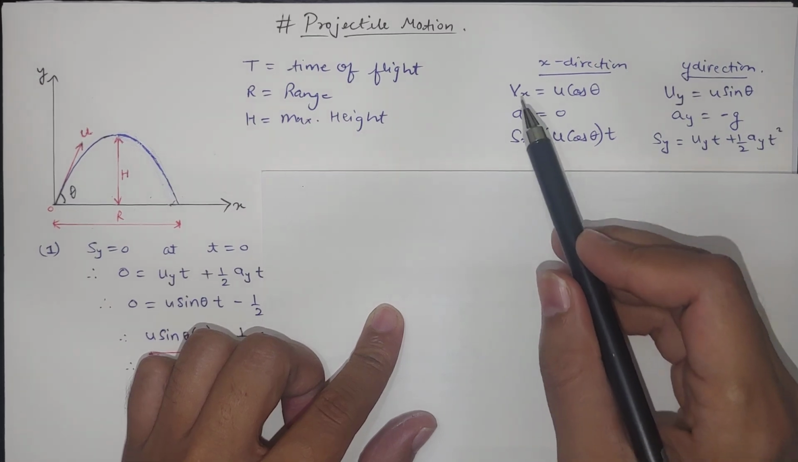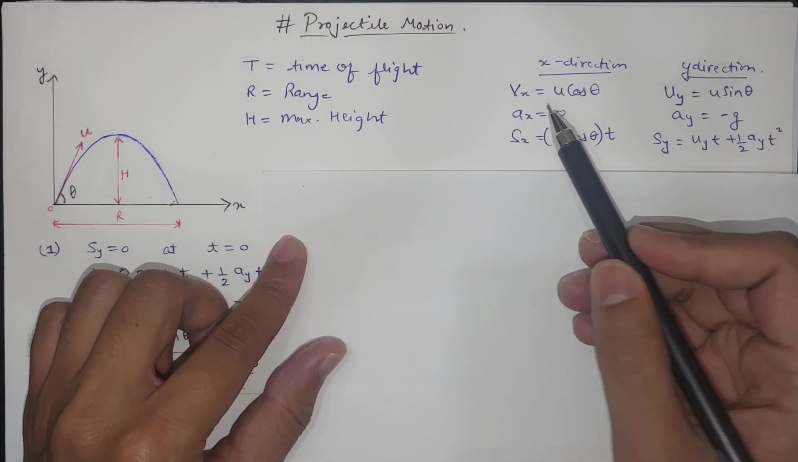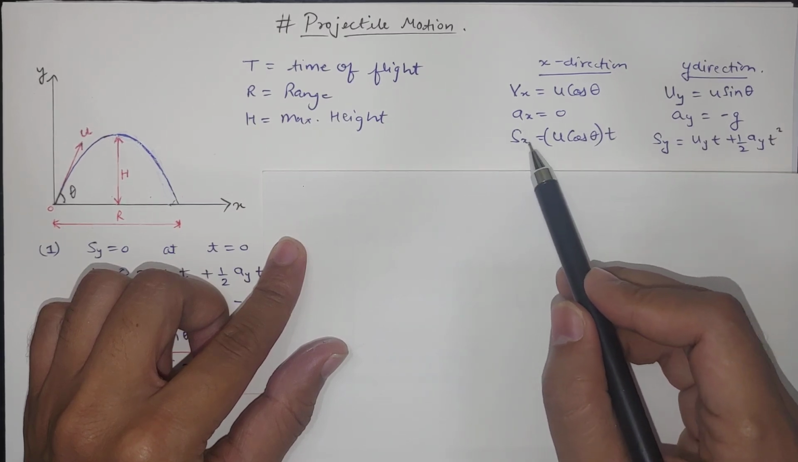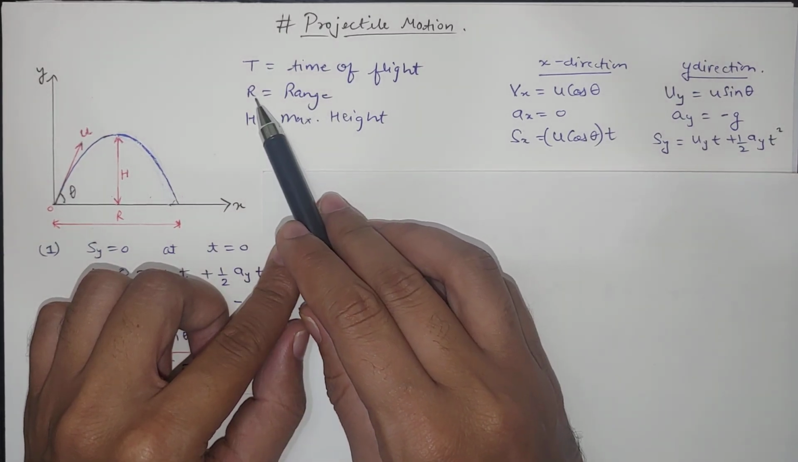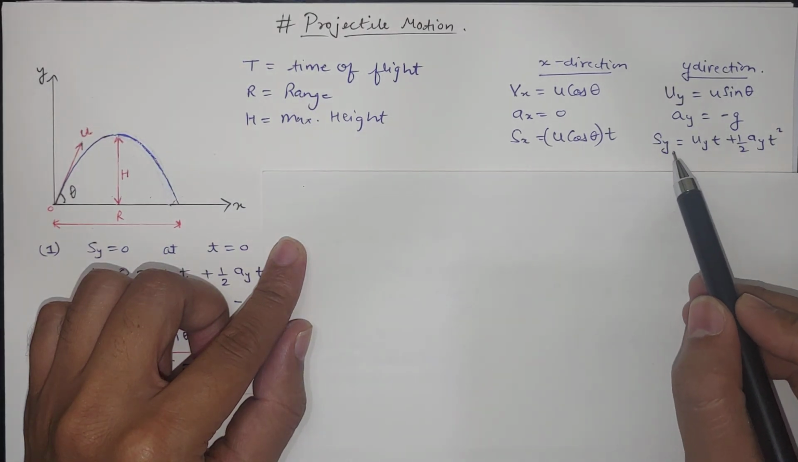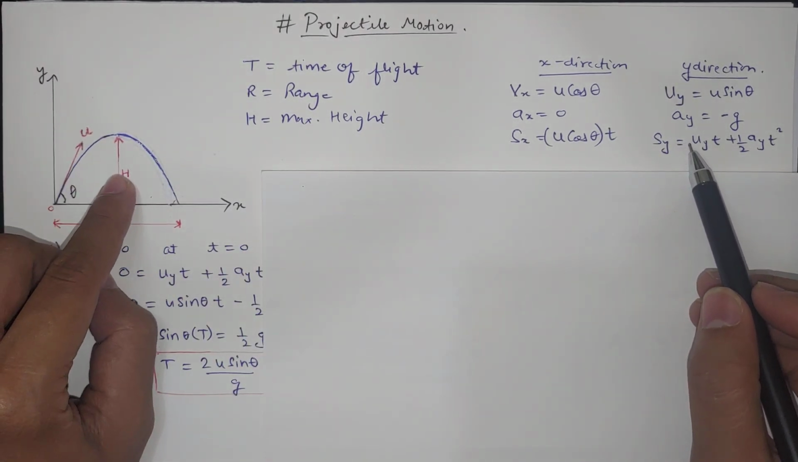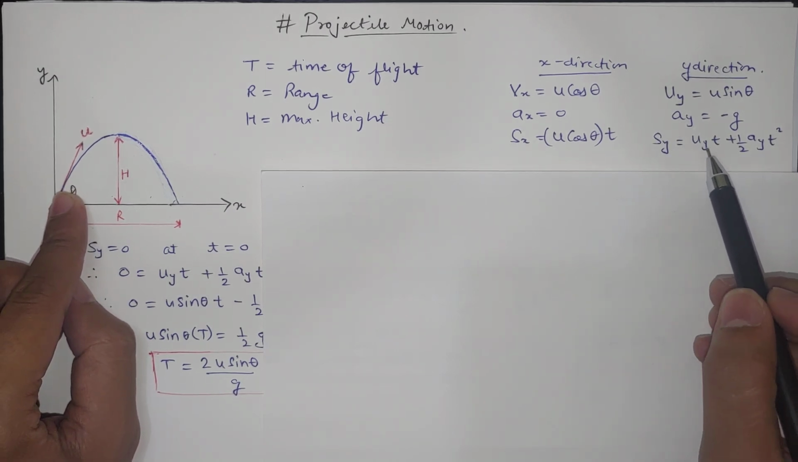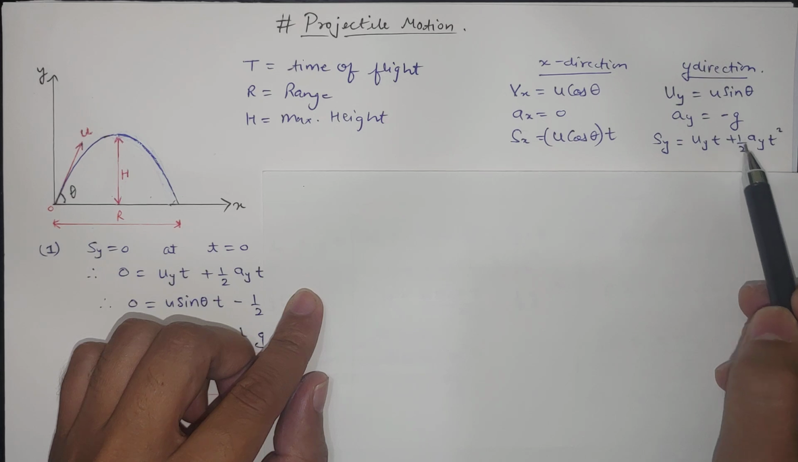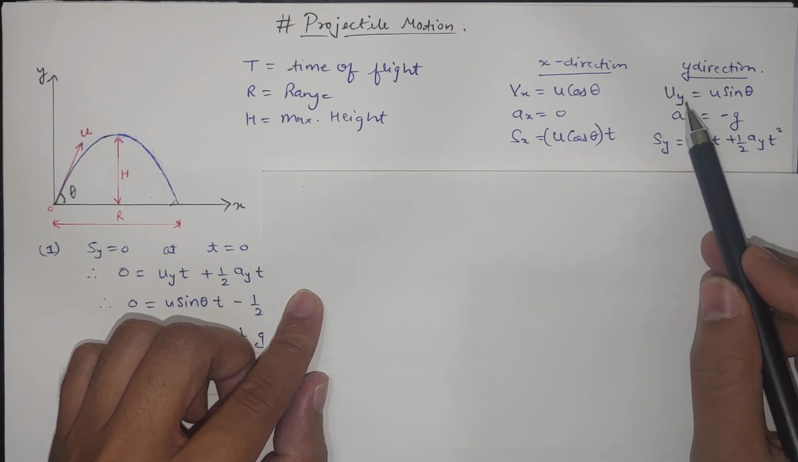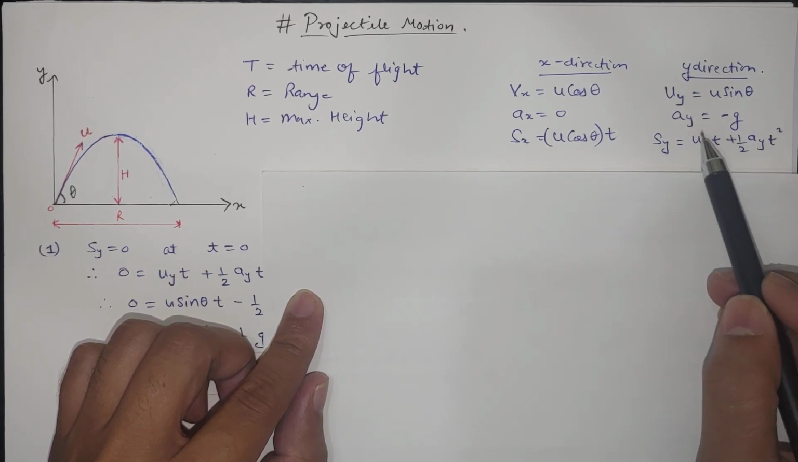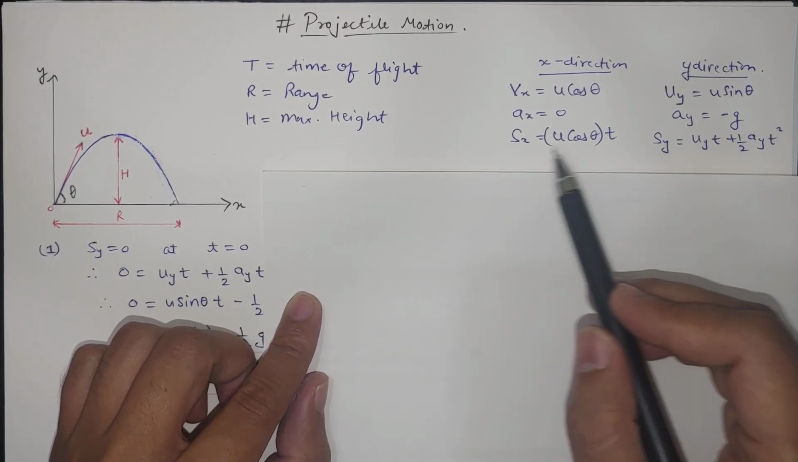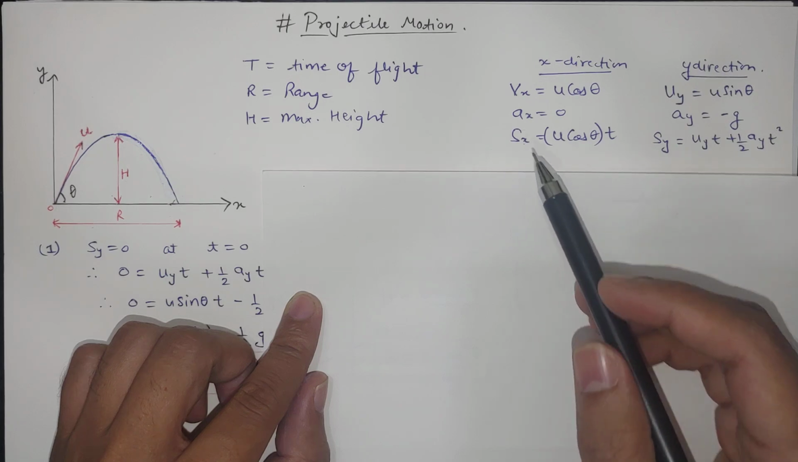Distance traveled in the x direction is velocity in the x direction times time, so u cos theta into time. At a particular time the distance traveled is x, and the maximum distance is the range, which is R. In the y direction the maximum distance is h, but at any particular time it is sy. So sy is equal to uy into t plus half into ay into t square. Here uy is velocity in the y direction and ay is acceleration in the y direction, which is minus g. So this is the distance in y, and this is the distance traveled in x.